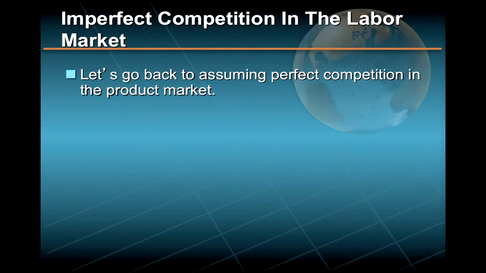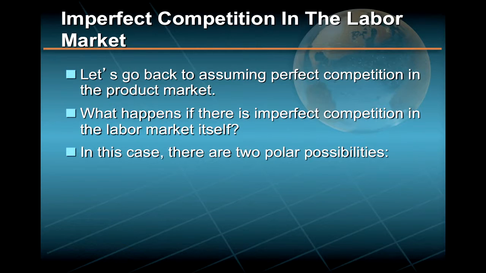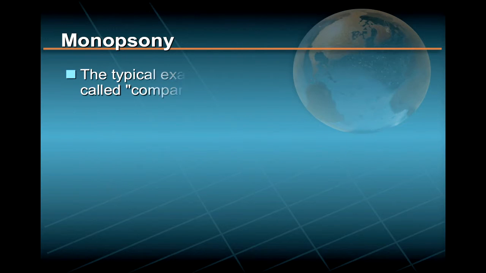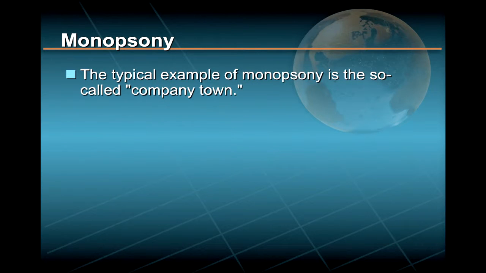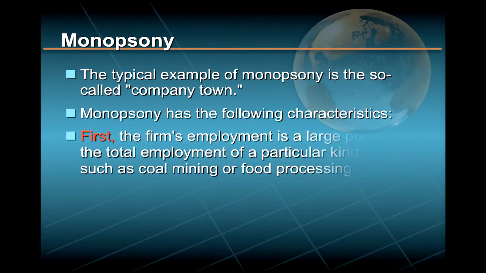Okay, let's go back to assuming perfect competition in the product market. But now, let's ask ourselves the question, what happens if there is imperfect competition in the labor market itself? In this case, there are 2 polar possibilities, monopsony and monopoly. The typical example of monopsony is the so-called company town. And monopsony has the following characteristics.